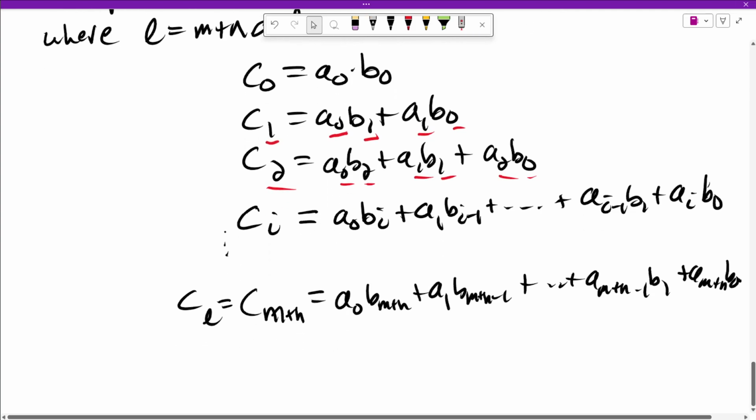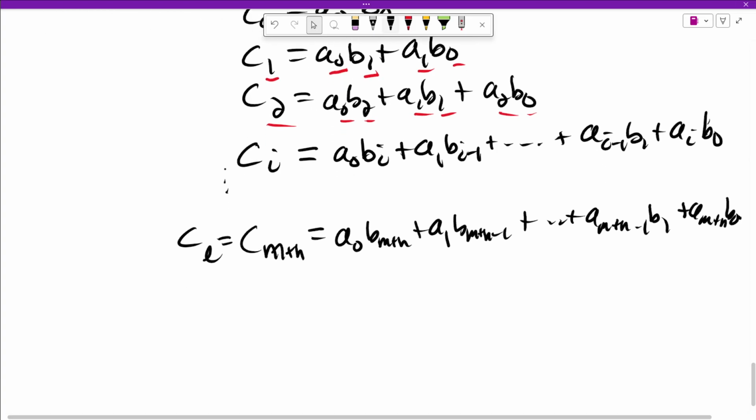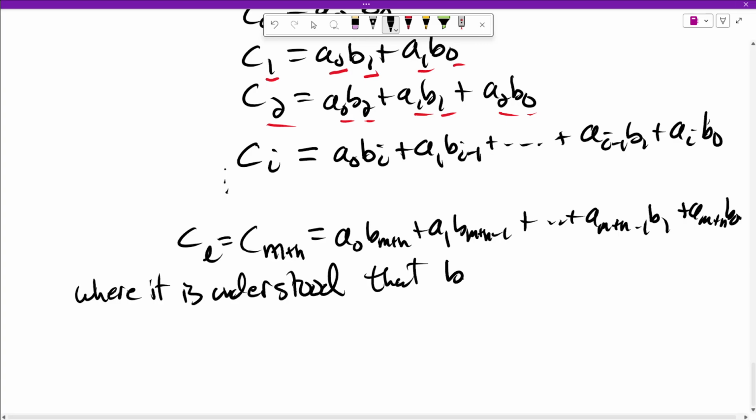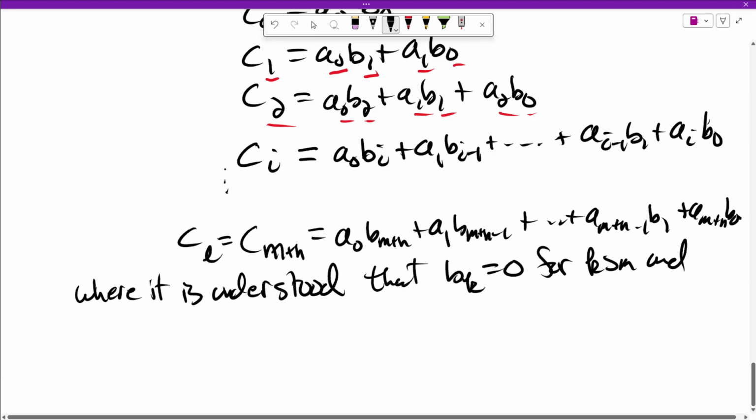Well, we have to do that same extension by zero trick. So instead of saying it like we did in the addition video, what we're going to say is where it is understood, or if you like, where it is defined, or however you want to write it, where it is understood that b_k is 0 for k bigger than m, and a_j is 0 for j bigger than n. Okay, those guys are just 0.